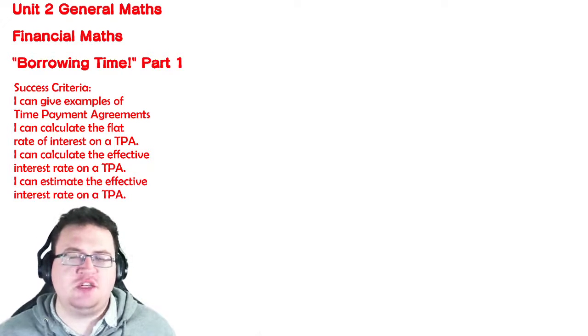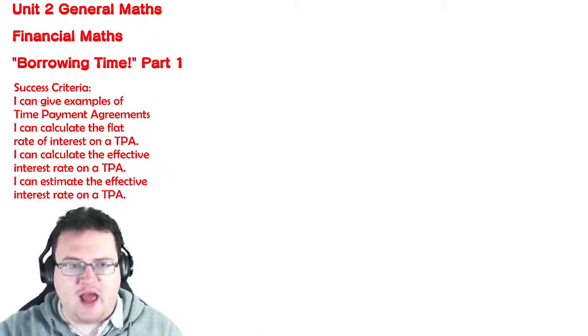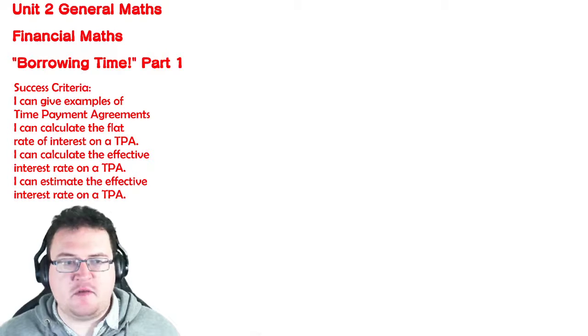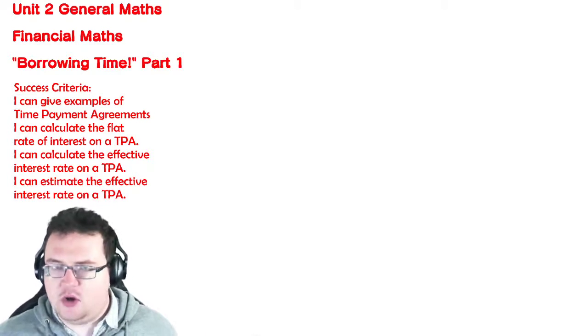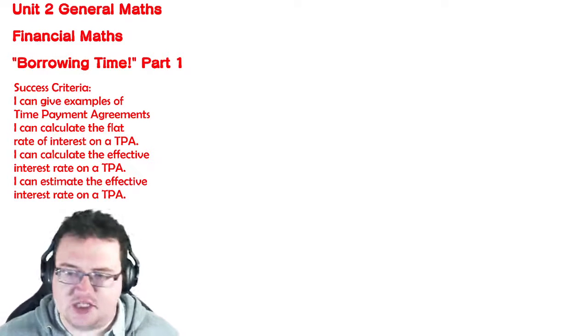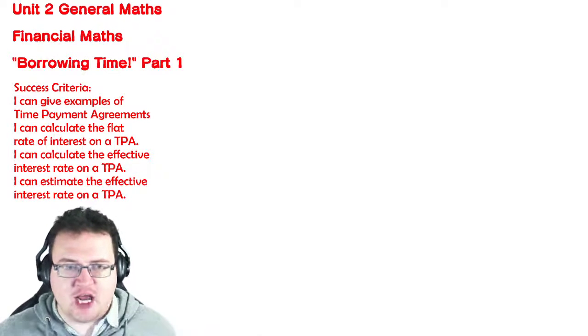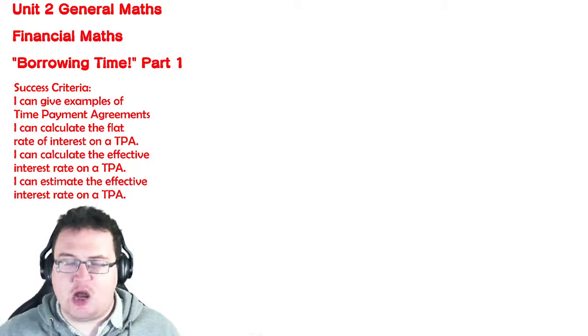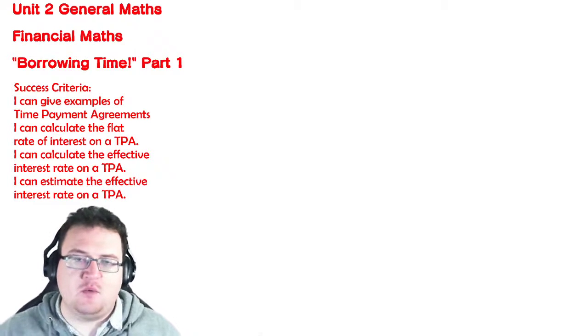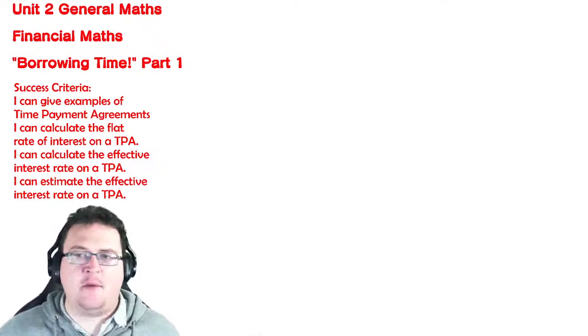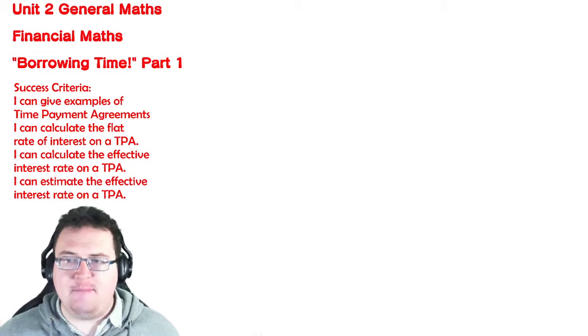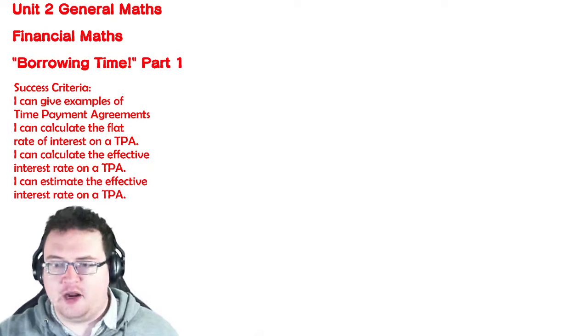Also, some people might do this with, say, mobile phone plans where they give you a contract and you pay for it over time. These are all examples of what's called time payment agreements. Sometimes they might be called personal loans or hire purchase. There's lots of different names for them. So what we're going to do in this chapter is look at these different types of time payment agreements and calculate the interest rates on them so that we have some idea of just how much the other people are making off borrowing money off us.